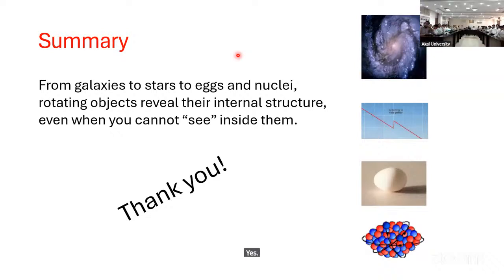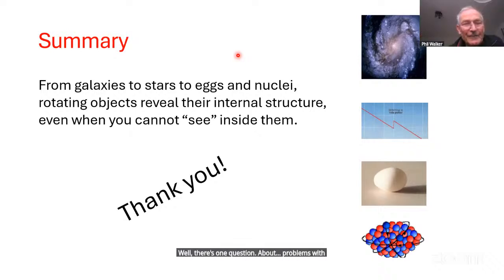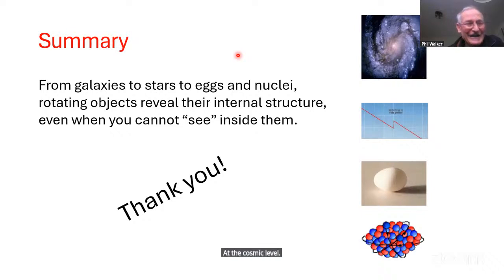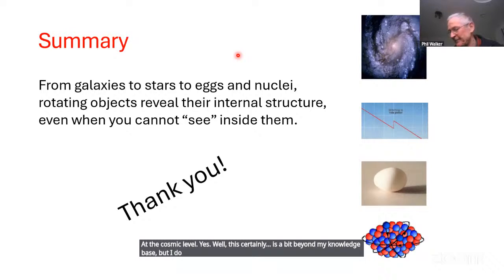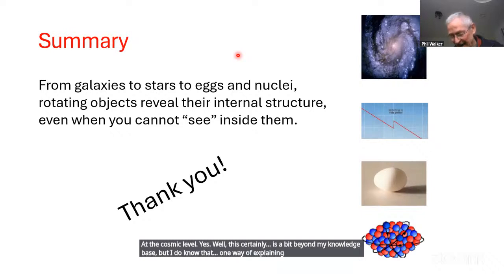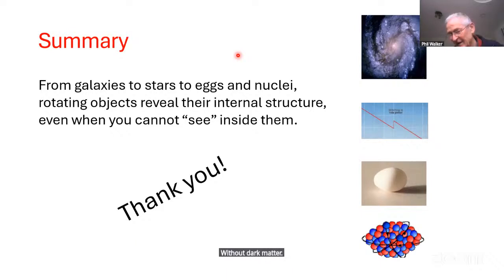About problems with Newton's law at the cosmological level. How can we apply Newton's law based on angular momentum conservation at the cosmic level? Well, this is certainly a bit beyond my knowledge base, but I do know that one way of explaining the rotation of galaxies without dark matter is to have a modified Newtonian dynamics.